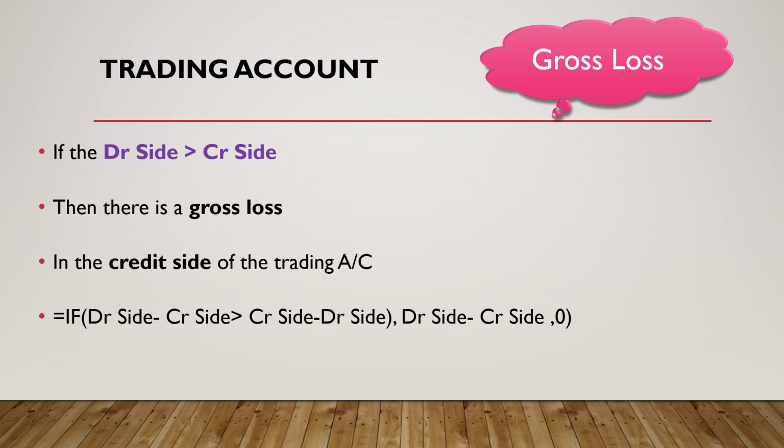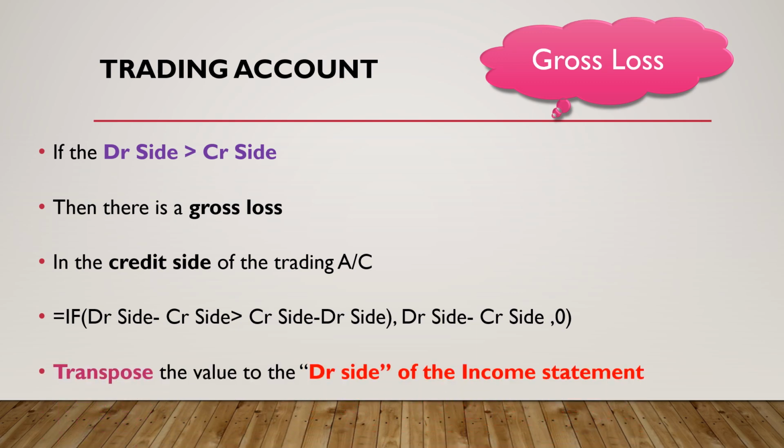In other words, if the debit side is greater than the credit side, we have to put the debit side value. If not, 0. After calculating the gross loss figure, we have to transpose the value to the debit side of the income statement.